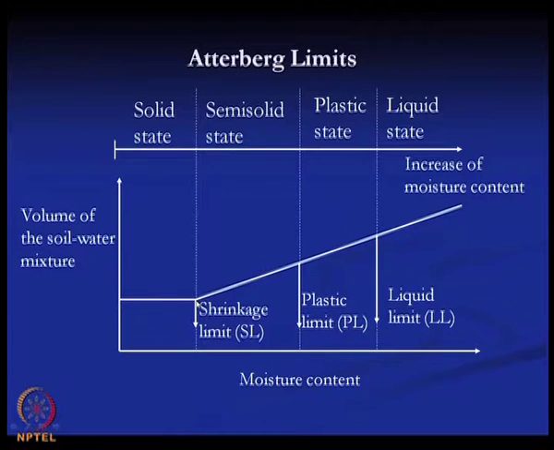So, if we reduce the water from a liquid state of soil, then it will pass the liquid limit and go to the plastic state, and if you reduce further, it will pass the plastic limit and go to the semi solid state, and if you further reduce the water content, then it will pass the shrinkage limit and go to the solid state. And from this graph we can say that after the shrinkage limit, the volume of the soil water mixture does not change even if we further reduce the amount of water. So, after the shrinkage limit, there is no volume change. These three limits are called the Atterberg limits, and these are very important properties for fine grained soil.